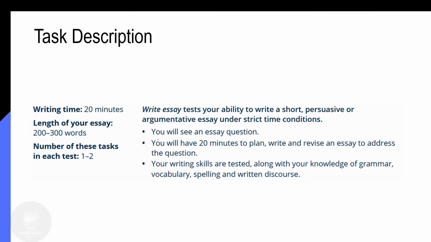The task description, as per Pearson's official guide, is such: Write Essay tests your ability to write a short, persuasive, or argumentative essay under a strict time condition. You will see an essay question and you will have 20 minutes to plan, write, and revise an essay to address the question. Your writing skills are tested along with your knowledge of grammar, vocabulary, spelling, and written discourse.